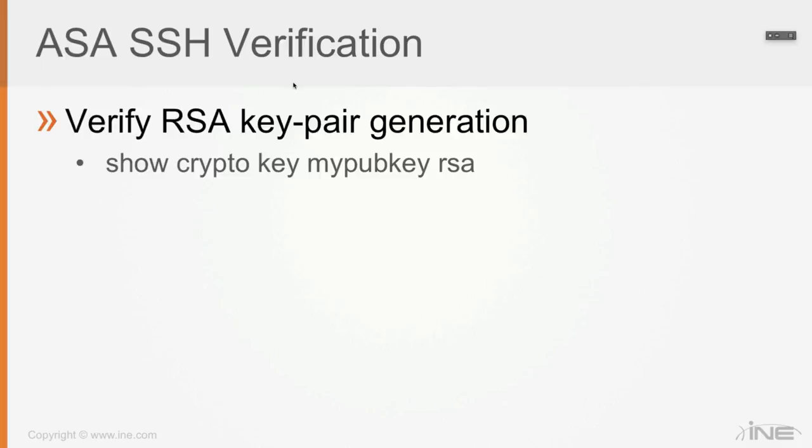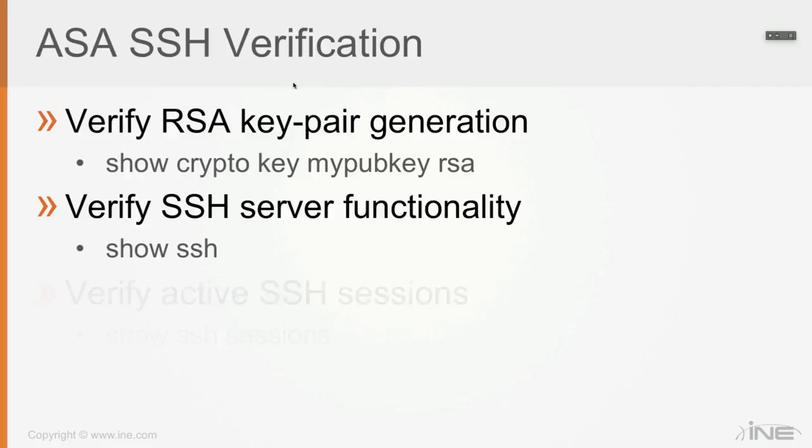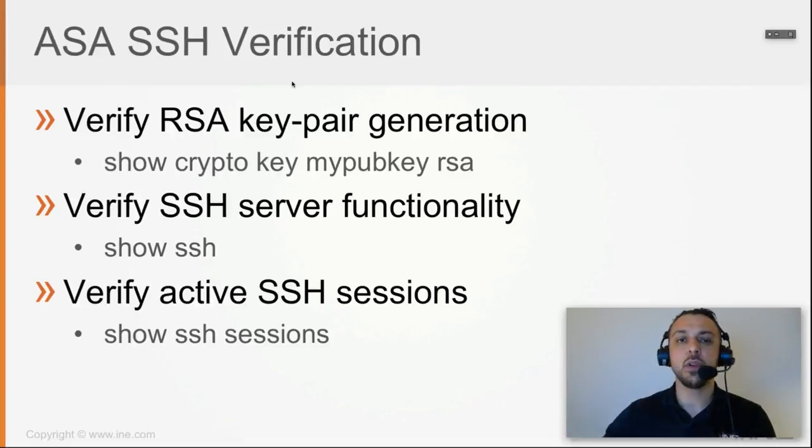Verification-wise, it is the same command to verify the RSA, of course only the public key, because the private key is hidden. Verify SSH server functionality with show SSH, and verify active SSH sessions with show SSH sessions. So command-wise, it's a bit different than the iOS. It's another platform, but it makes sense. And for example, in general, if you don't know a specific command and you're on the device, as long as you know it should be under SSH, you put show IP SSH question mark or show SSH question mark, and it should be somewhere in there. The commands should be self-explanatory.